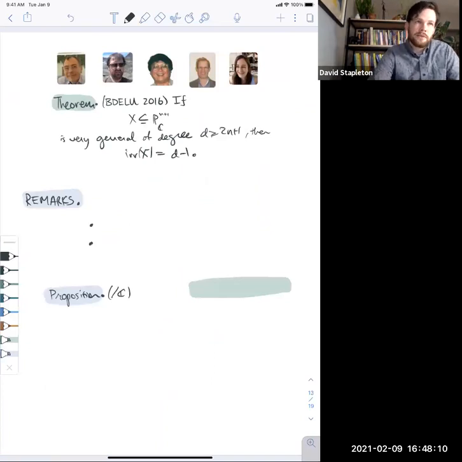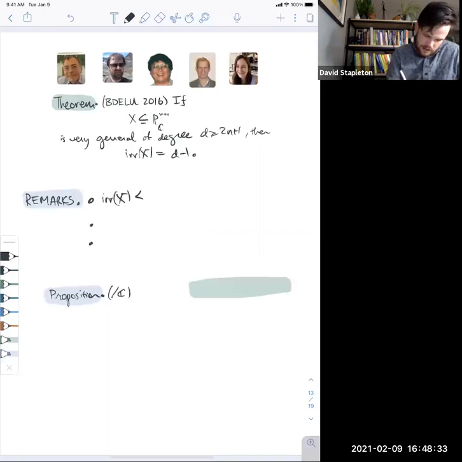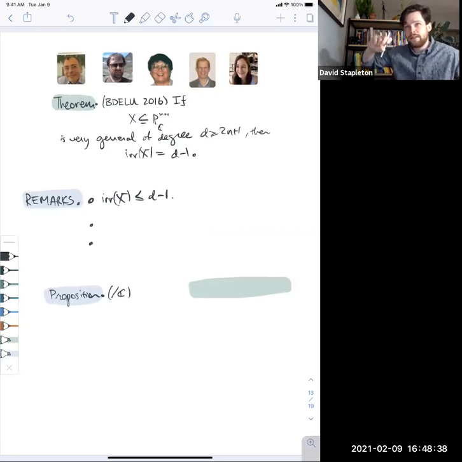Okay, so let me mention the result in characteristic 0 for general type varieties. This is due to Bastianelli, Ciliberto, Flamini, Supino. They proved that if X inside P^{n+1} is very general of degree d at least 2n+1, then the degree of irrationality is equal to d minus 1. It's easy to see that the degree of irrationality is at most d minus 1, because if you take any point on your hypersurface, you can always project away from that point, and the degree of that map gets cut down by 1 because the point was on the hypersurface.